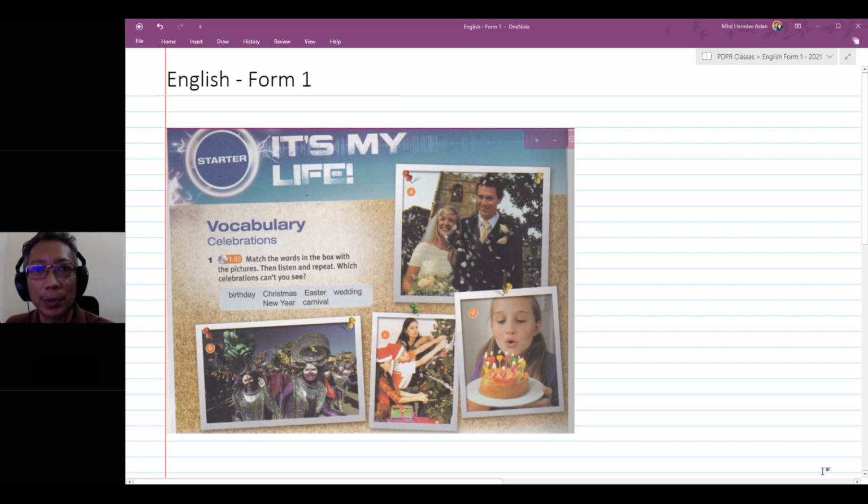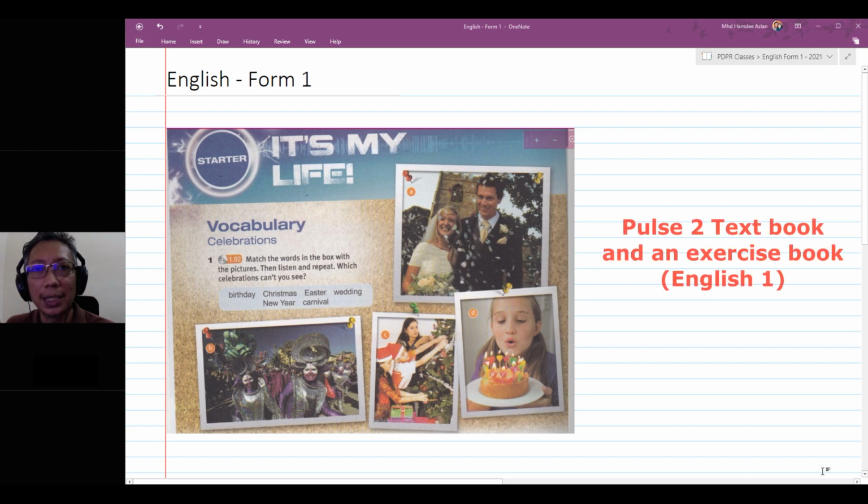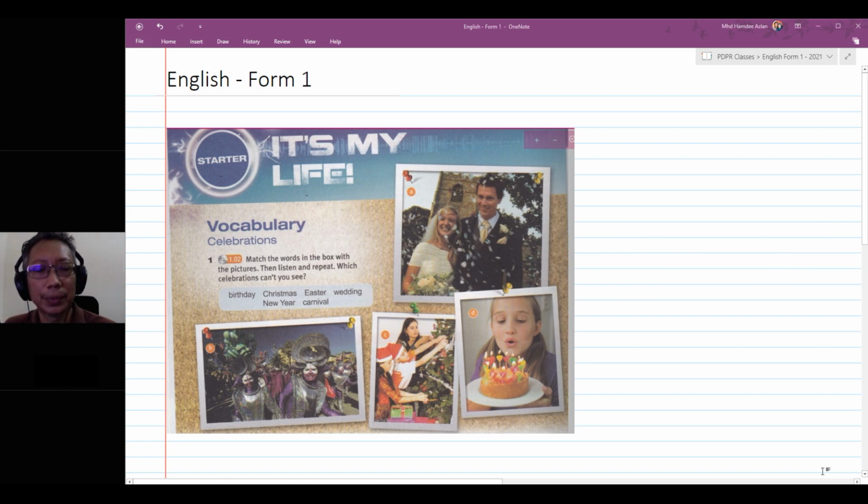For temporarily, I will be your English teacher during this learning from home period. So for today, you are going to need your PALS 2 textbook and also an exercise book, just the normal size one. You label the book as English 1. That is the introduction for the class.